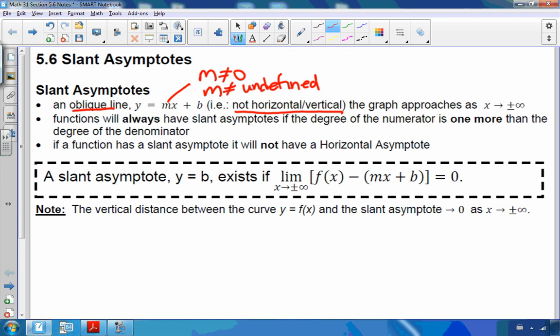So a slant asymptote is an oblique line which the graph approaches at the ends of the graph. So as x gets really, really big positive or really, really big negative, it's where the ends of the graph are going.